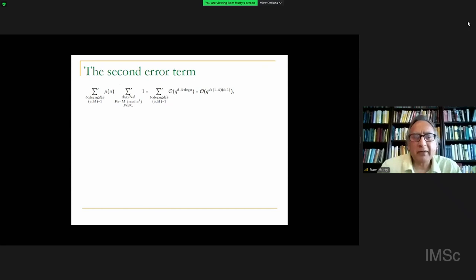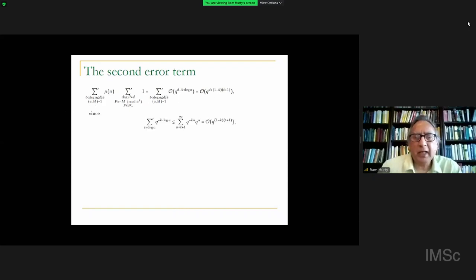For the error, the second term, we have analyzed the second term. You apply a trivial estimate: you just put absolute values on mu of A and apply a trivial estimate. You end up getting D to the K minus degree of A. And then lo and behold, you get that.